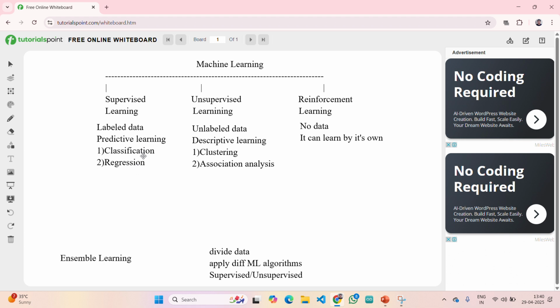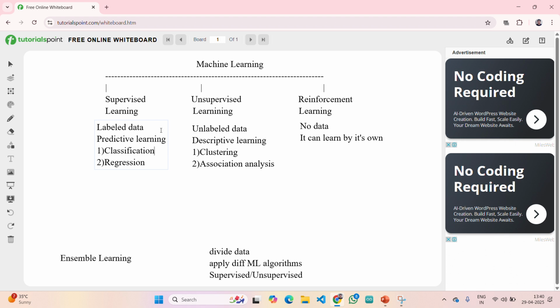Classification. By the name itself, you can understand that you are going to classify data. For example, if you come from an economic background, there will be classes like rich class, middle class, and poor class. Such things come under classification. We are going to classify based on income for the economy.